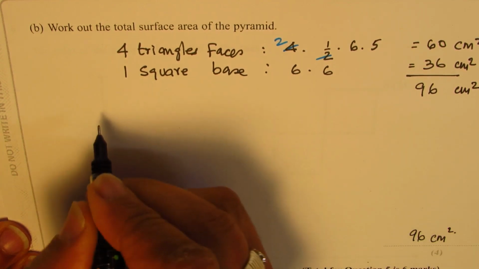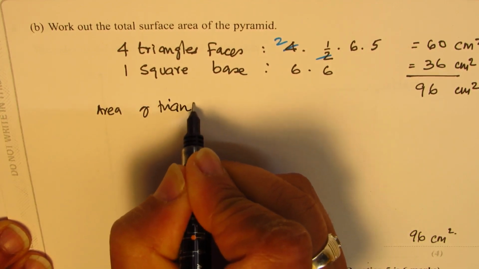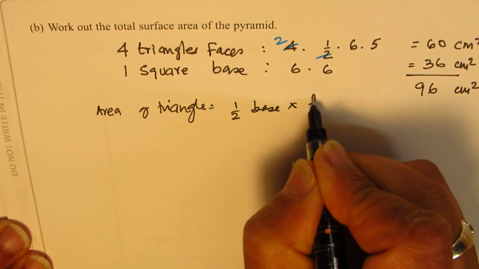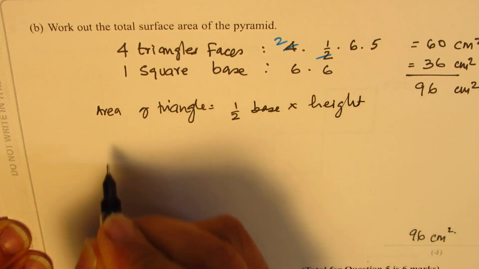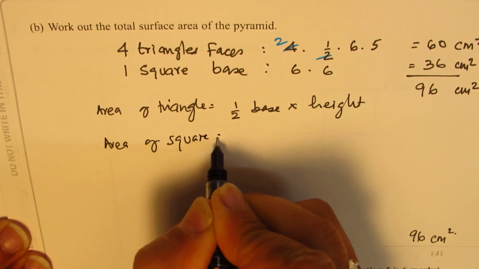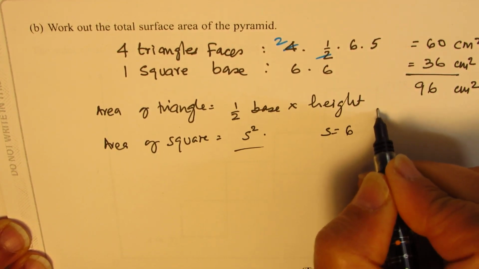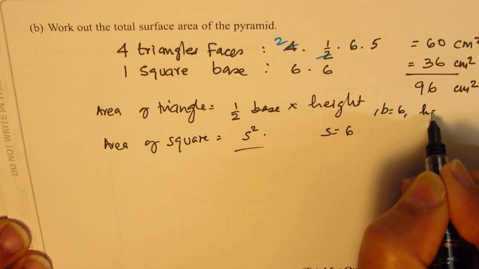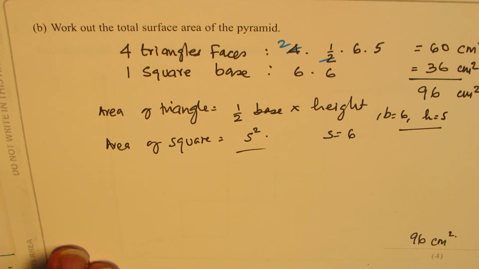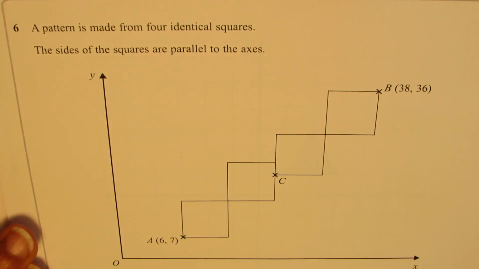We have used the formula that area of triangle equals half base times height, and area of square equals side squared. Correct? So we know side is 6, we know base is 6, and height is 5. Perfect. And that's how we get it. So I hope the steps are clear. Let's move on and take the next question, which is question number 6.